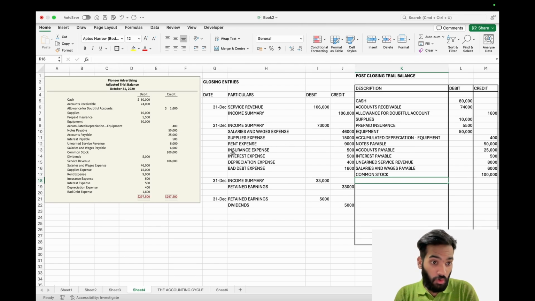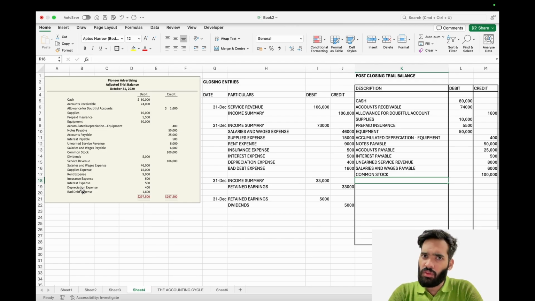Dividends, we already closed that. We discussed it's a temporary account. Service revenue, we discussed temporary account. All of these expenses we also discussed. These are temporary accounts, so I don't need to mention them. But there's one thing you need to remember. If you notice, we don't have the retained earnings account in this set of data. That means we can assume that retained earnings is zero at this point, before this accounting period.